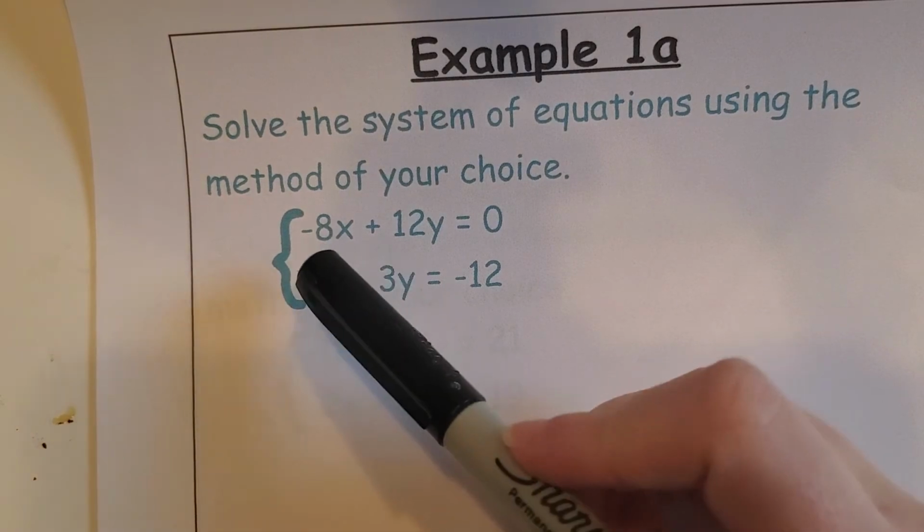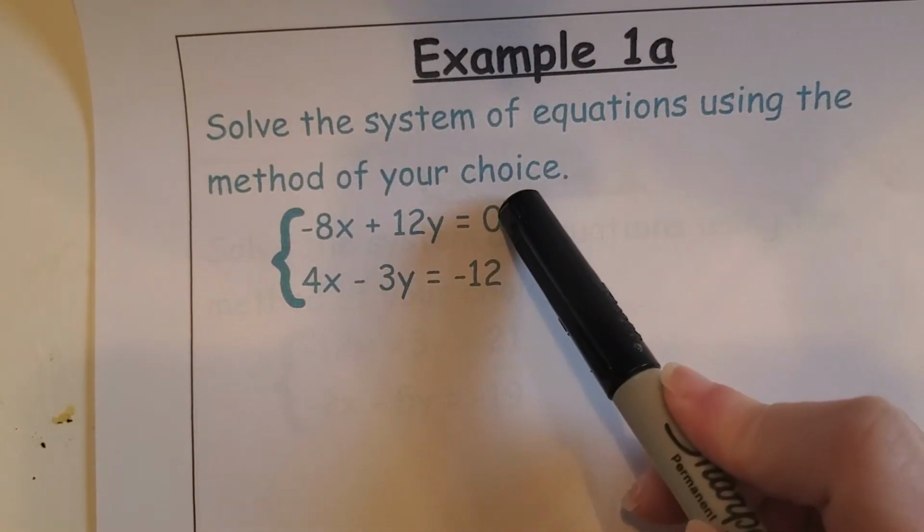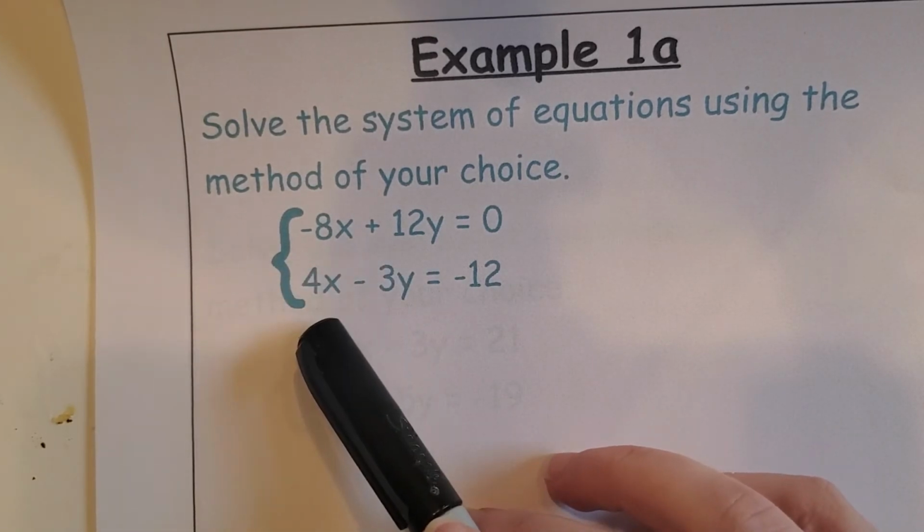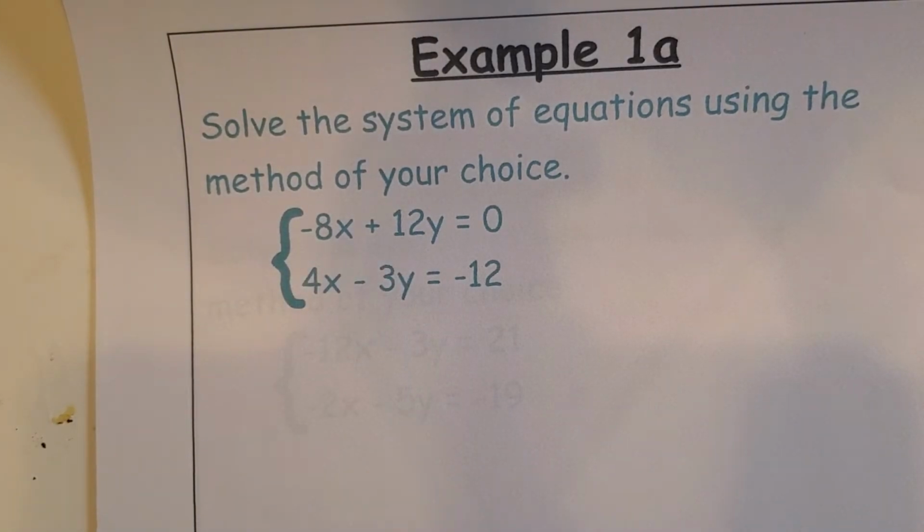So the least common multiple of 4 and 8 is 8. This one already has an 8, so we're going to leave it alone. Since this is negative 8, we want to keep this positive. 4 times what is going to get us positive 8?